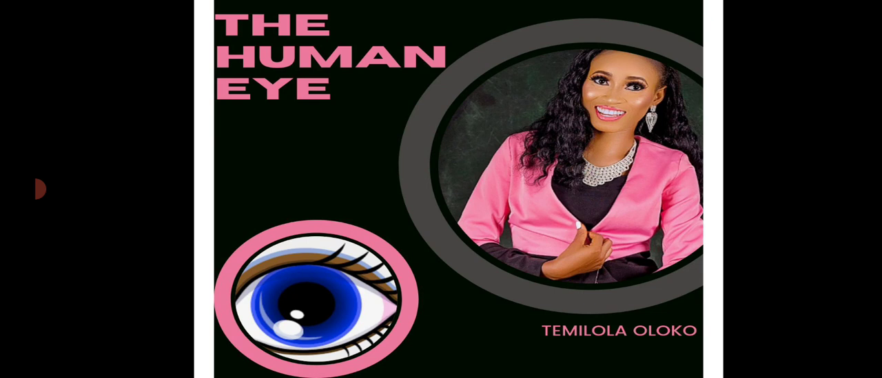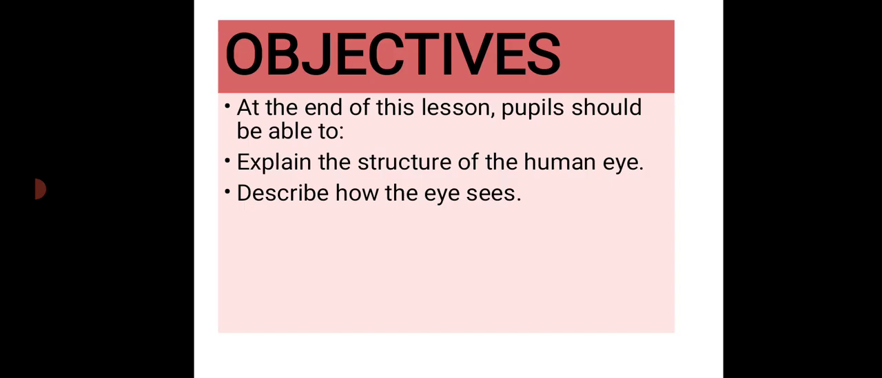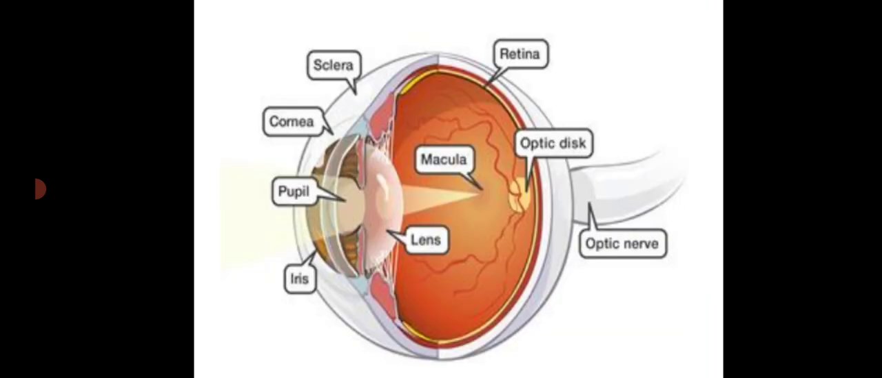At the end of this lesson, you should be able to explain the structure of the human eye and describe how the eye sees. Now, the eye has many parts that work together to produce a clear vision.